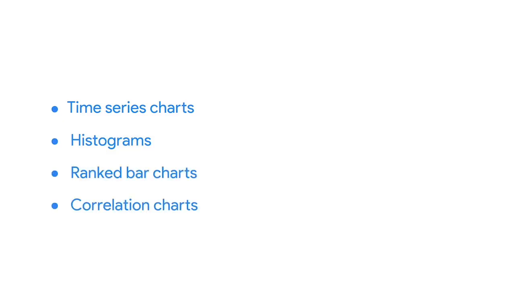We've now talked about time series charts, histograms, ranked bar charts, and correlation charts. Each of these charts can visualize a different type of analysis. Your business objective and audience will help figure out which of these common visualizations to choose. Or you may want to check out some other kinds of visualizations out there.